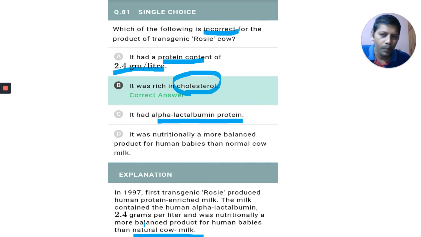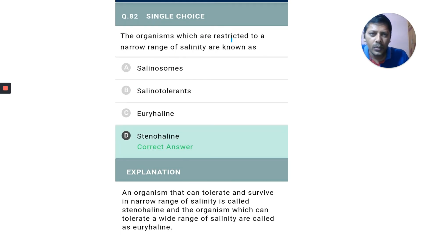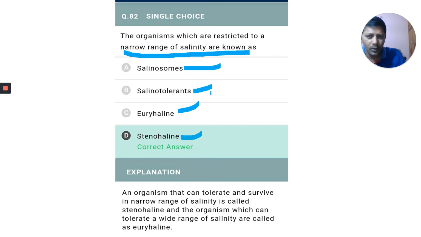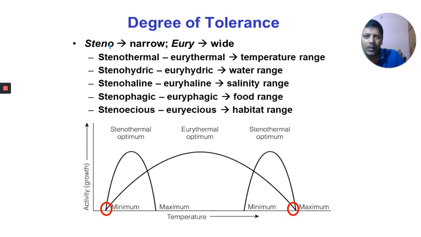The organisms which are restricted to a narrow range of salinity are known as: stenohaline, euryhaline, salinotolerant, or salinosomes. These are the different terms given here. An organism that can tolerate and survive in a narrow range of salinity is called stenohaline, and one which can tolerate a wide range of salinity is called euryhaline. Steno means narrow. Eury means wide.